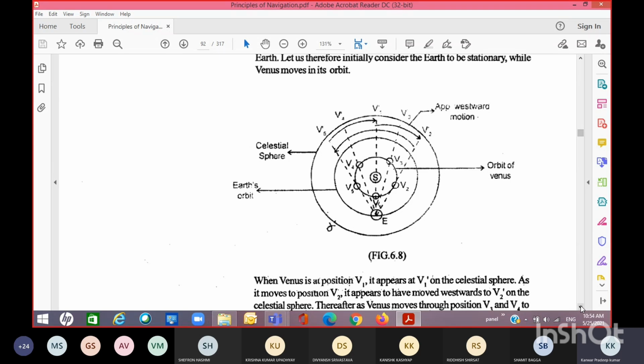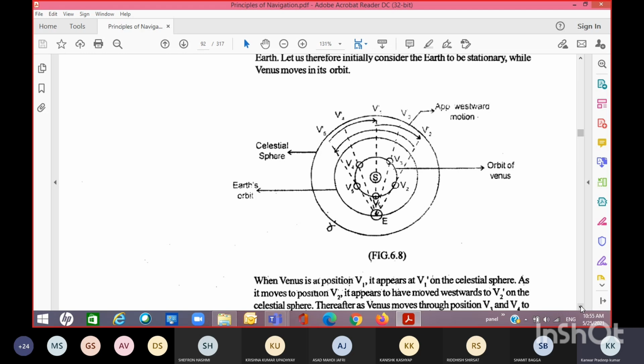V5 to V2, how much time will she take if it is 224 days? Around 130. Why 130? V5 to V2 is less distance. V5, V1, V2, that way, the shorter arc. If it is 224, it will take less than half, no? V5 to V1 to V2 is a shorter arc, and V2 to V3, V4, V5 is a longer arc, correct?